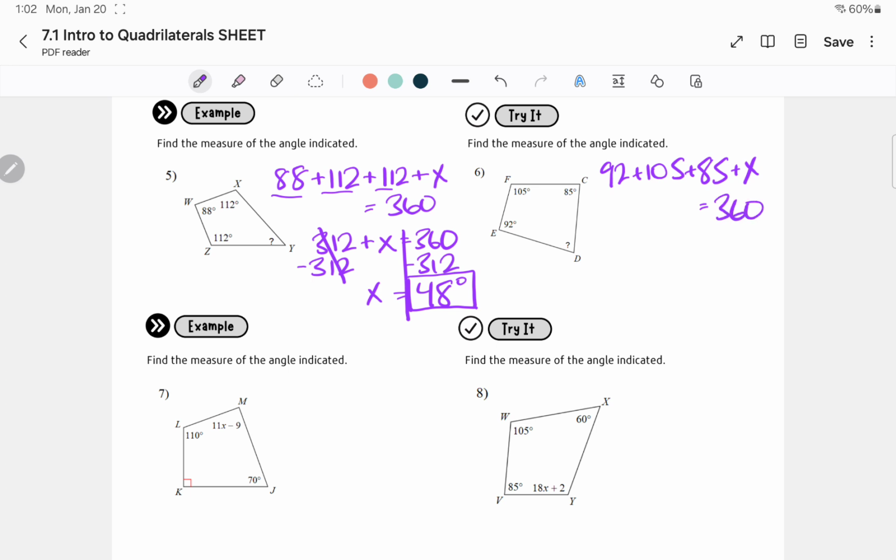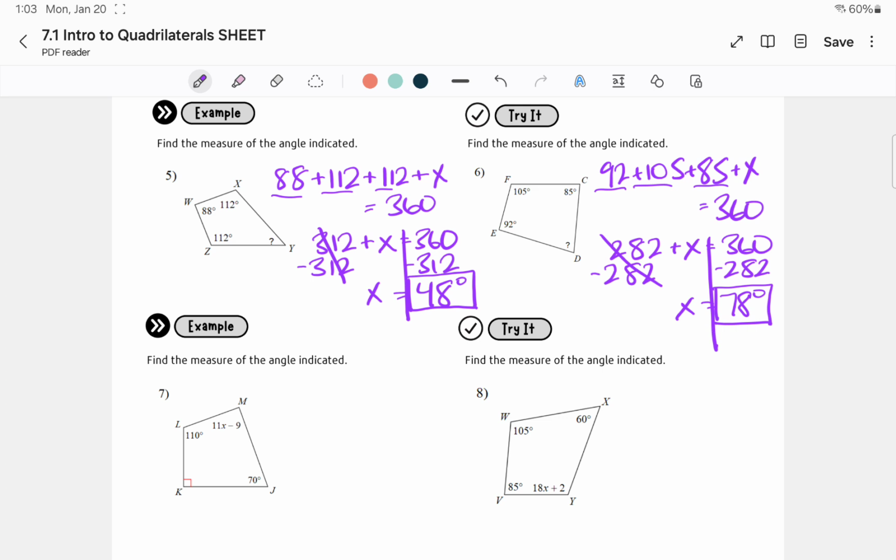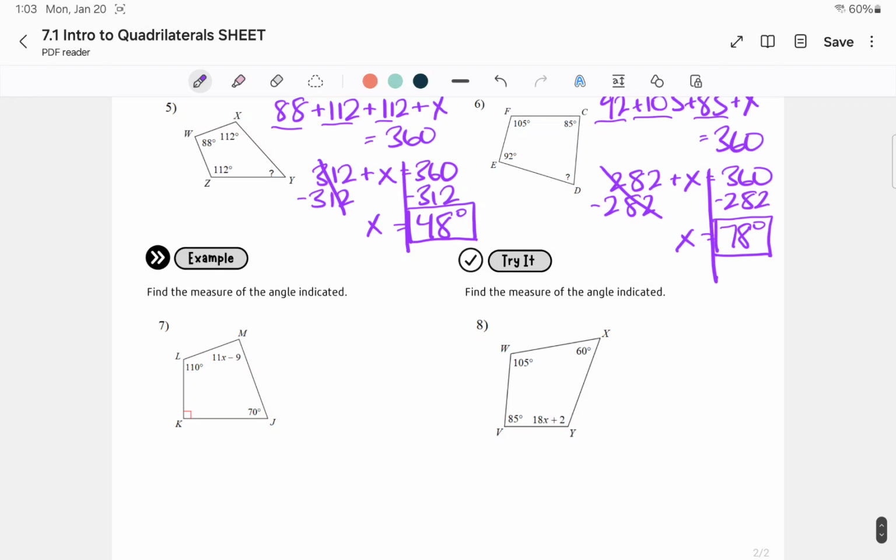Remember, the order does not matter. Go ahead and combine these like terms. So 92 plus 105 plus 85 is 282 plus x is equal to 360. Now subtract 282 from both sides. So what you're putting in your calculator is 360 minus 282. That gives you 78. So the answer is 78 degrees. All right, so now I'm going to do example number 7, and then you're going to try 8 by yourself.